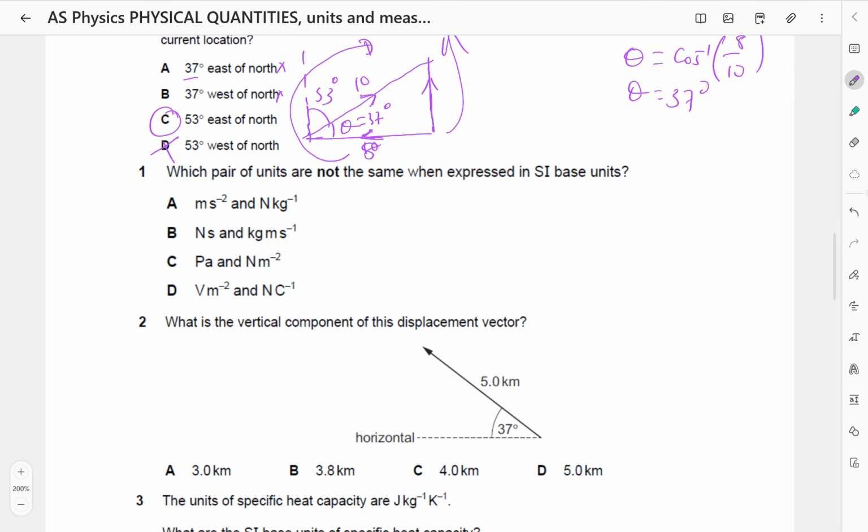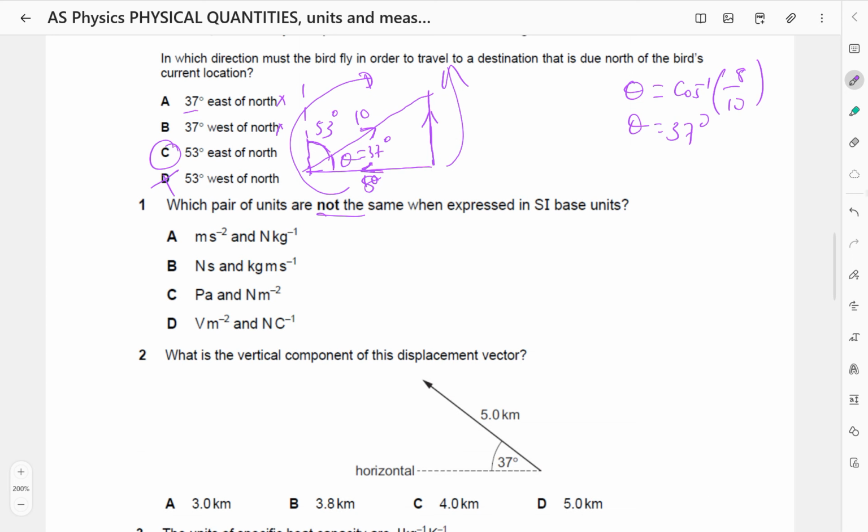Which pair of units are not the same? So I got theta, which was from the east, from the west, or from the horizontal, and I had to get the other angle, which is 90 minus 37. That's why I'm saying 53 degrees east of north.